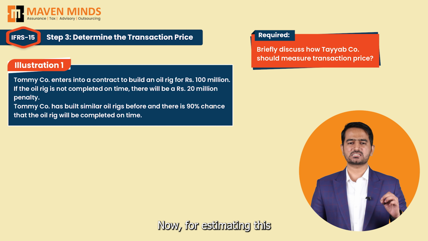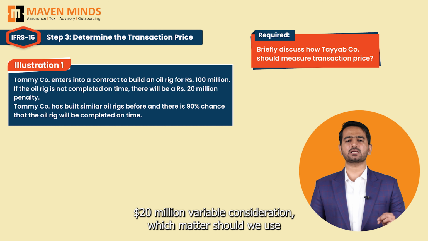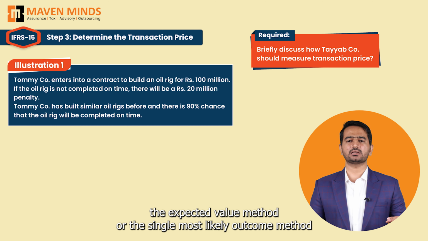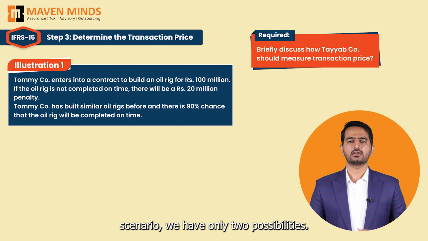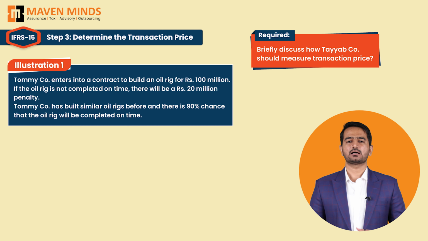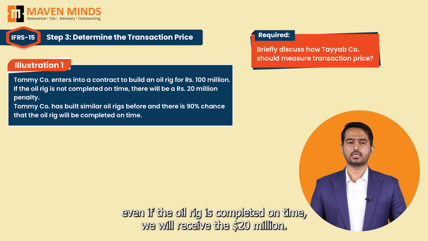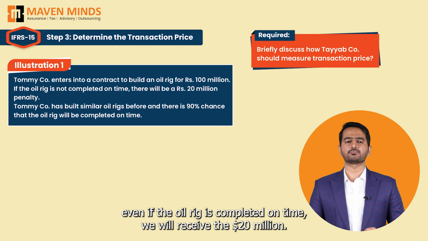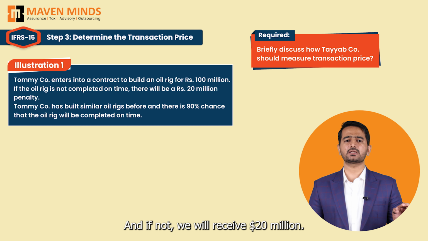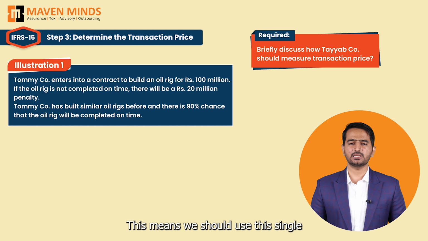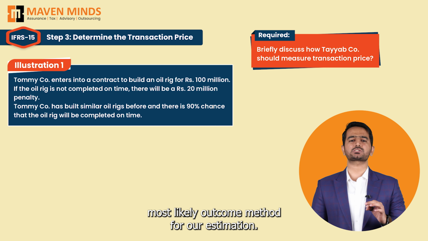Now, for estimating this $20 million variable consideration, which method should we use? The expected value method or the single most likely outcome method? In this scenario, we have only two possibilities. Either the oil rig will be completed on time or it won't. If the oil rig is completed on time, we will receive the $20 million, and if not, we won't receive the $20 million. This means we should use the single most likely outcome method for our estimation.